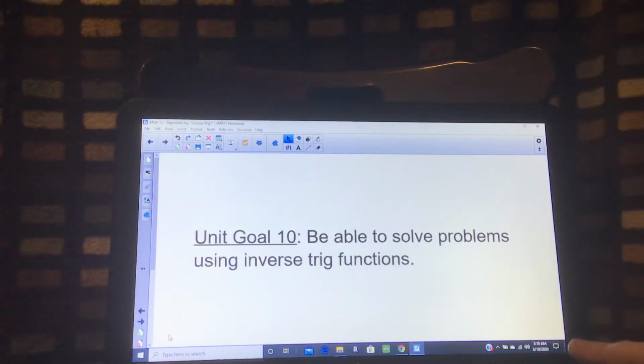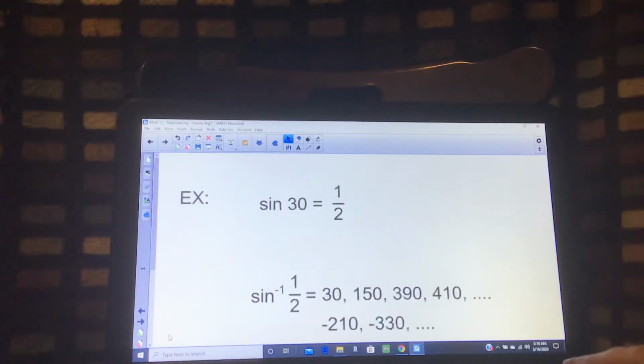All right, so let's look at evaluating some of these inverse trig functions. And then the subsequent videos after this will show how we use inverse trig to solve trigonometric equations. So the basic idea is to go backwards. The top equation shows a fact you should know, that sine of 30 degrees is 1/2.